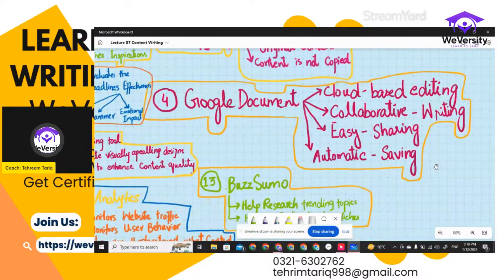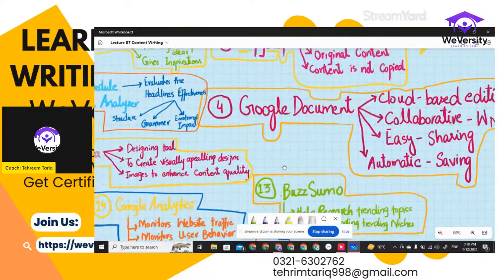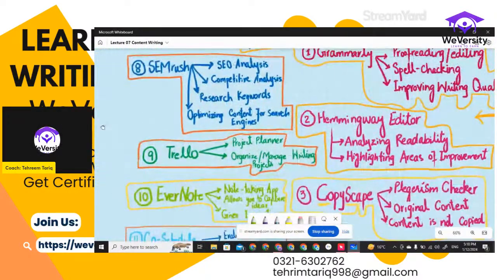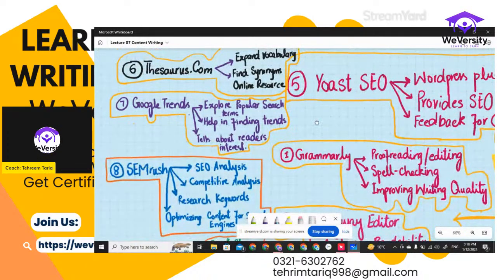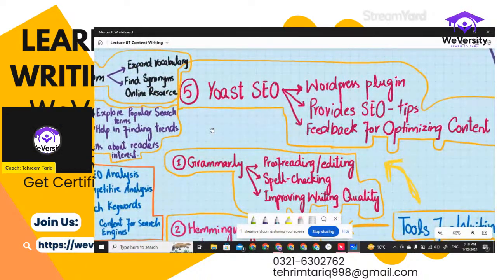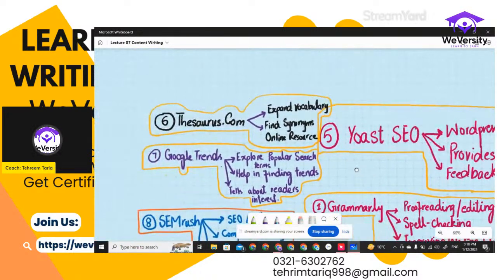It is really easy to share, and it is also not very difficult to use, and it keeps automatic savings if you have a strong internet connection. Then comes number 5, which is Yoast SEO. Yoast SEO is basically a WordPress plugin and provides SEO tips and feedback for optimizing the content. For example, it can tell you what relevant keywords you can add in your content if you are utilizing Yoast SEO.